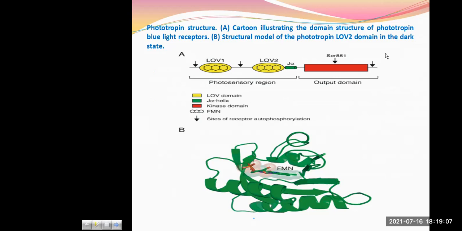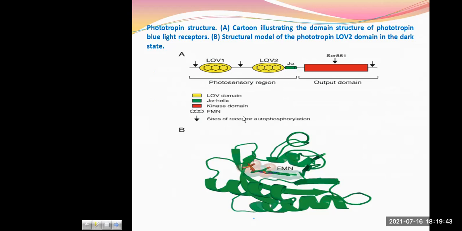It is rich in serine, threonine amino acids. This is the J alpha helix. All are shown here. And LOV1 and LOV2 are the domains that are linked to FMN. This is the three-ringed structure. This is FMN, flavin mononucleotide, and it has the ability to sense blue or ultraviolet light. This is the LOV1 domain at the extreme N terminal. Then after it we have the LOV2 domain. This is the J alpha helix.